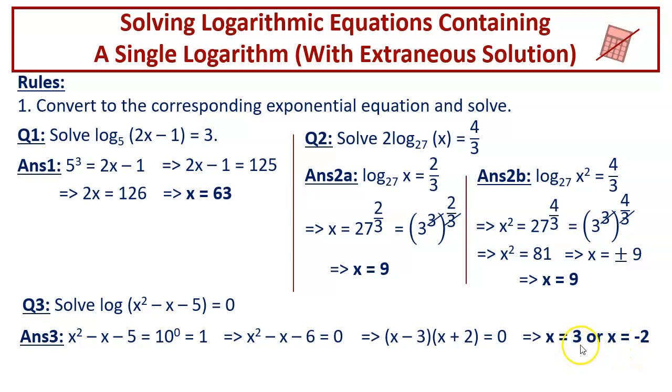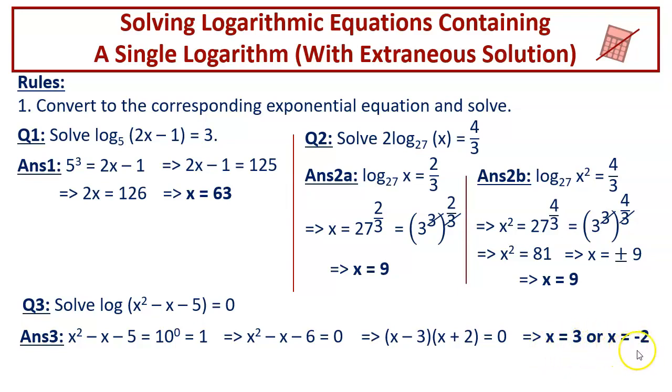First of all, let us take x equals positive 3 and we substitute in this expression. X squared, positive 3 whole square is 9. 9 minus 3 is 6. 6 minus 5 is 1. And we know log of 1 to any base is equal to 0. So the equation is getting satisfied. Therefore, x equal to 3 can be taken as our final answer.